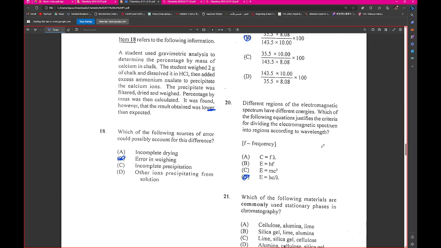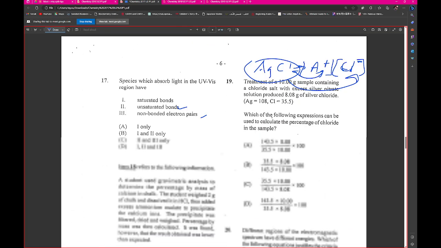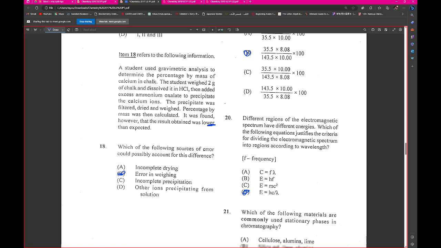So for number 18, I was asking how you got B. Okay, for number 18, we're seeing that the results obtained were lower. Incomplete drying would mean water is still present, which would increase the mass, not lower it. Other ions precipitating from the solution would also increase the mass, not lower it. Now, there are chances of incomplete precipitation, but we're looking for the best answer here, based on the fact that we have excess ammonium oxalate, or ammonia, based on dissociation in the solution.